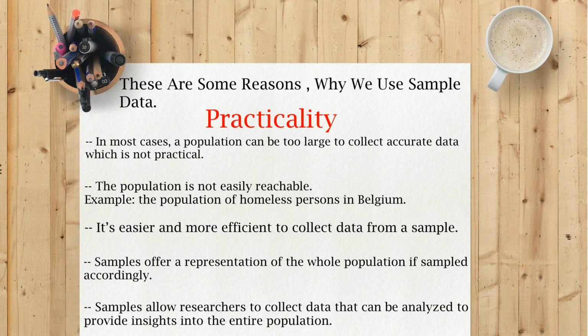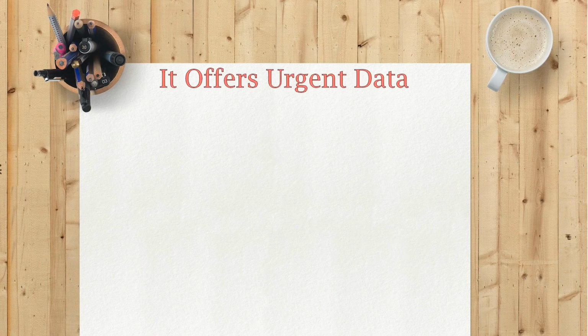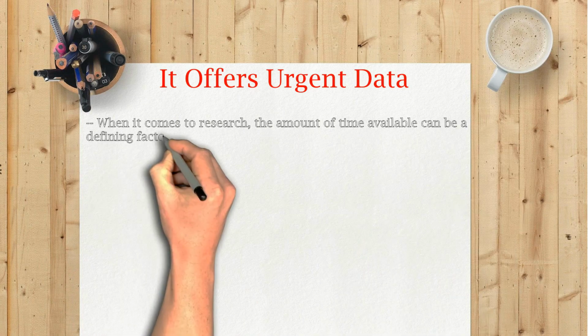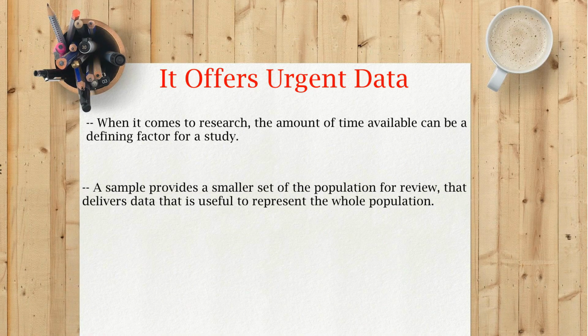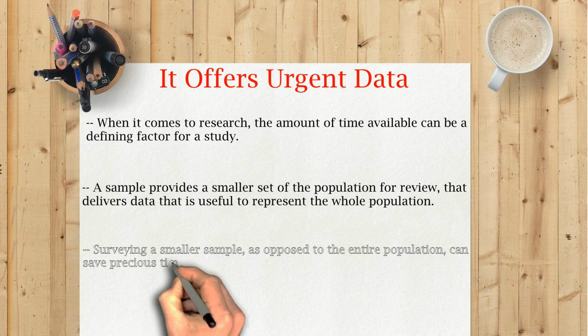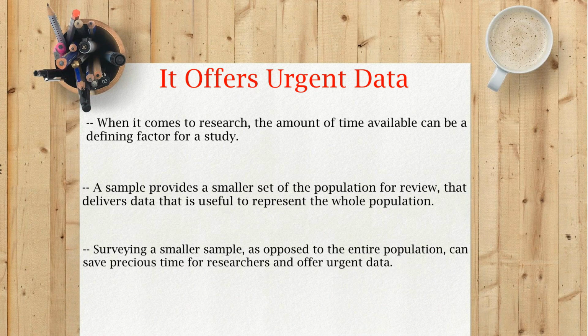Samples offer a representation of the whole population, if sampled correctly. Samples allow researchers to collect data that can be analyzed to provide insights into the entire population. It offers urgent data. When it comes to research, the amount of time available can be a defining factor for a study. A sample provides a smaller set of the population for review that delivers data that is useful to represent the whole population. Surveying a smaller sample, as opposed to the entire population, can save precious time for researchers and offer urgent data.